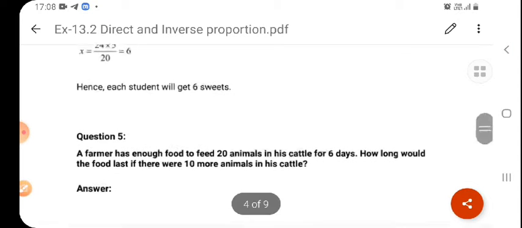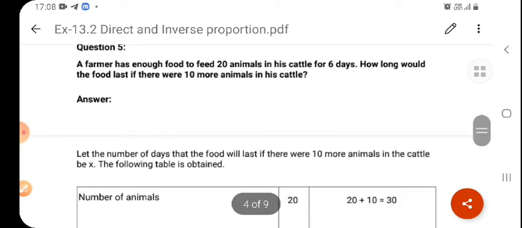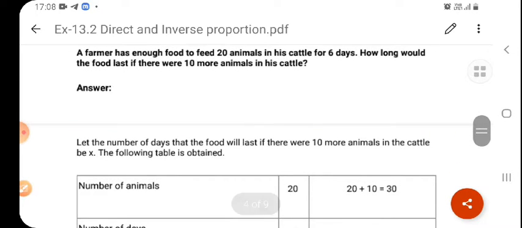Each student will get 6 sweets. A farmer has enough food to feed 20 animals in his cattle for 6 days. How long will the food last if there were 10 more animals in his cattle?